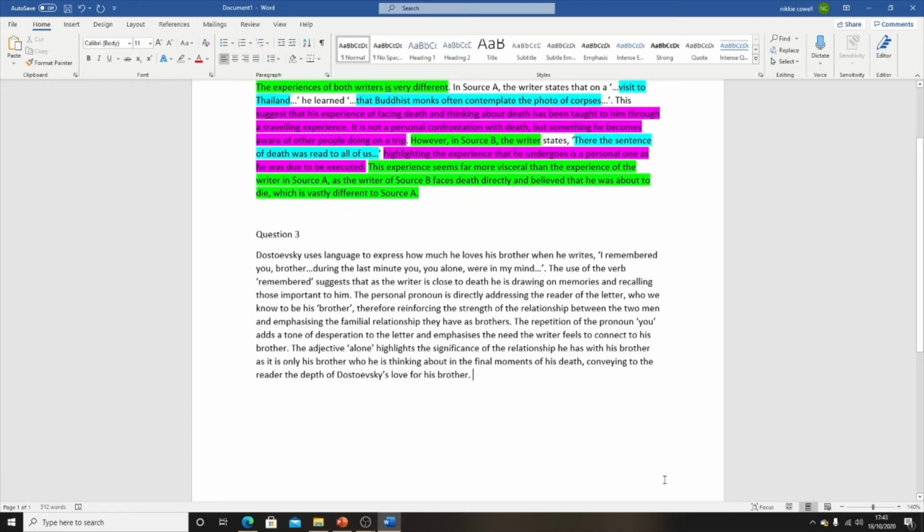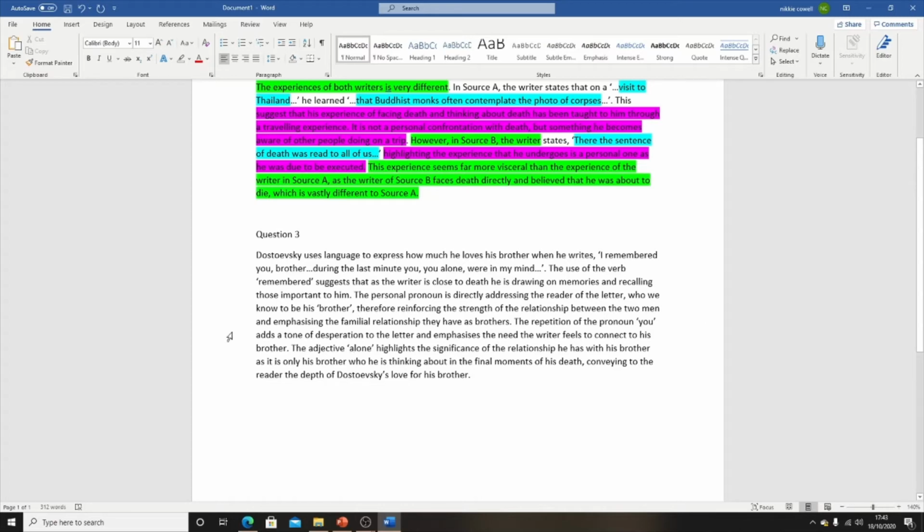So after use language to express how much he loves his brother when he writes, remember to you, brother, during the last minute you alone remembered. The use of the verb remember suggests that as the writer is close to death, he is drawing on memories and recalling those important to him. Personal pronouns directly addressing the reader of the letter, who we know to be his brother, therefore reinforcing the strength of the relationship between the two men and emphasizing the familial relationship they have as brothers.